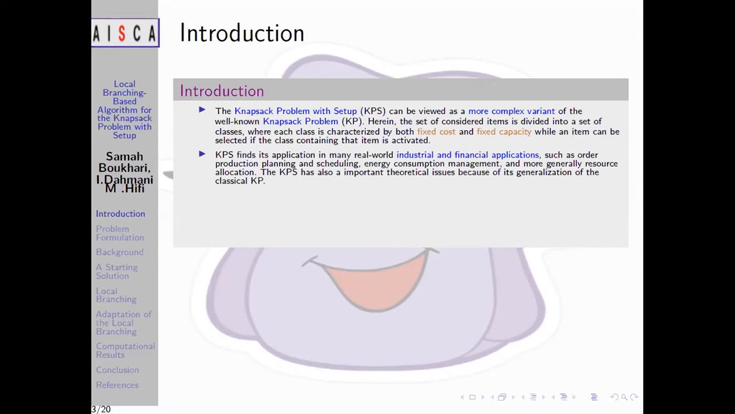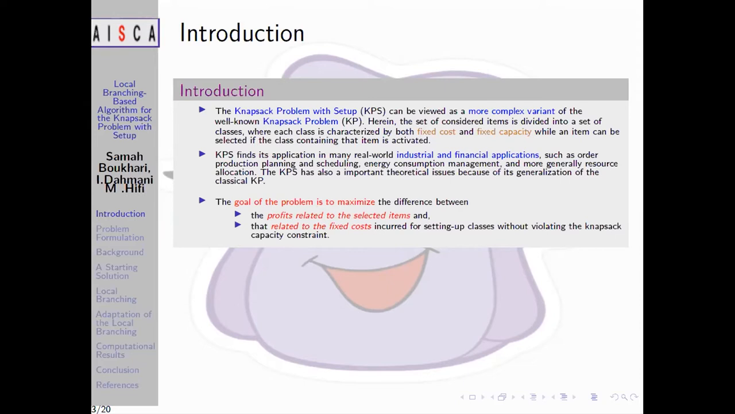The knapsack with setup finds its application in many real-world industrial and financial applications, such as order production planning and scheduling, energy consumption management, and more generally resource allocation. It also has important theoretical interest because it is a generalization of the classical knapsack problem. The goal is to maximize the difference between the profit related to the selected items and the fixed cost incurred for setting up classes, without violating the knapsack capacity constraint.